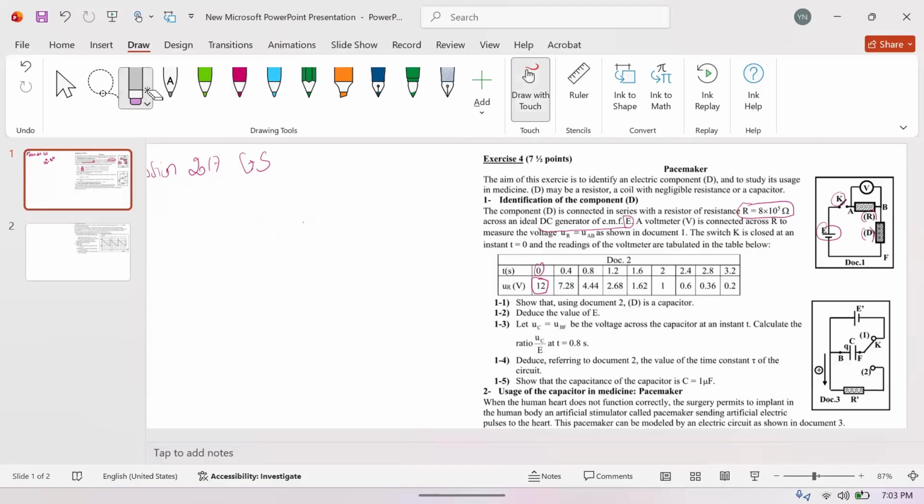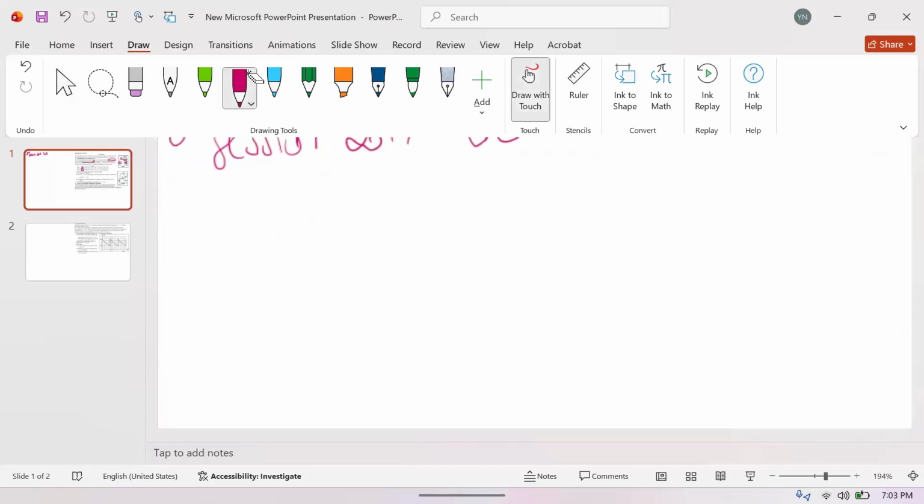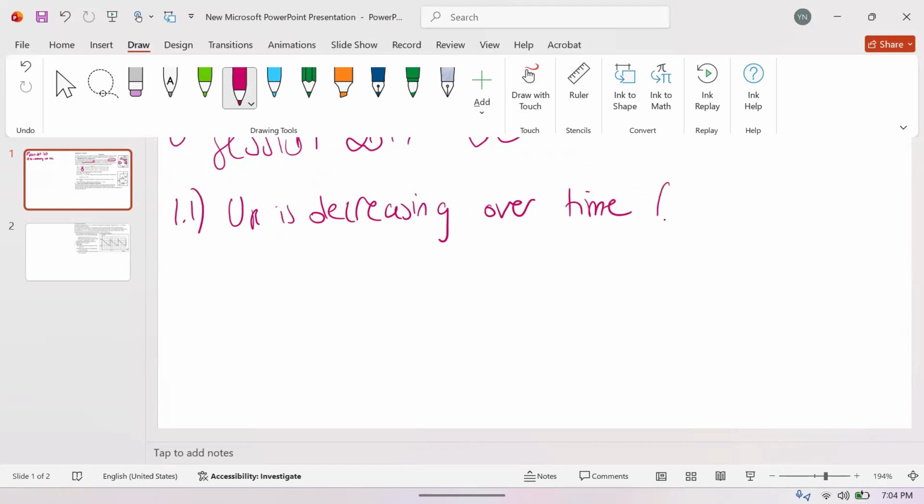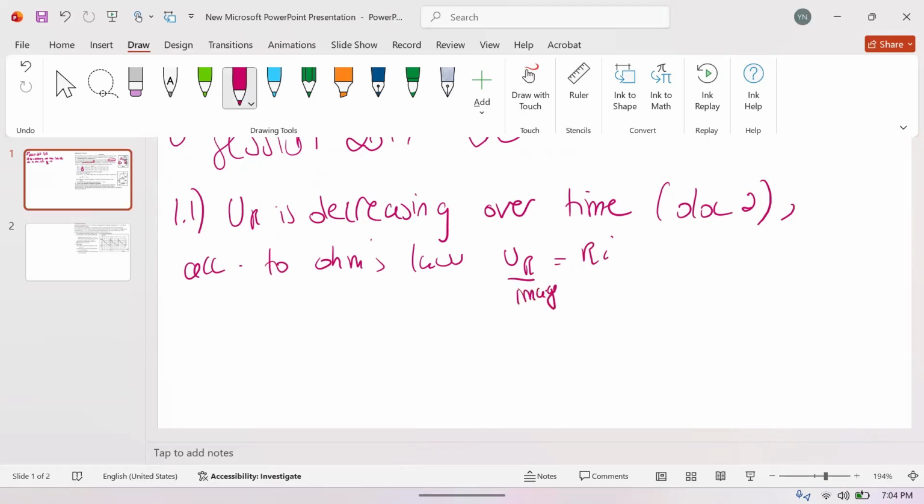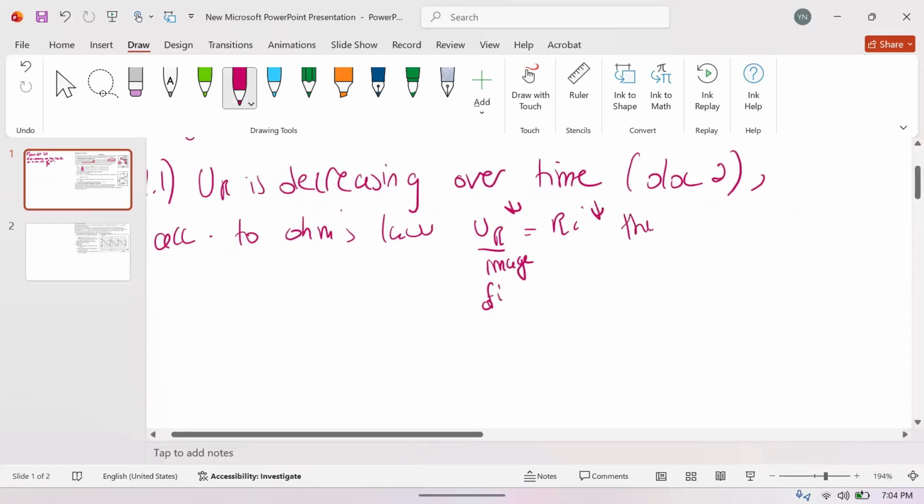So let me just express that. In 1.1, how do we prove that D is a capacitor? I simply say UR is decreasing over time using document 2, which is the table. Okay? Now, according to Ohm's law, UR equals RI. So UR is the image of I. And since UR is decreasing, then I should also be decreasing.